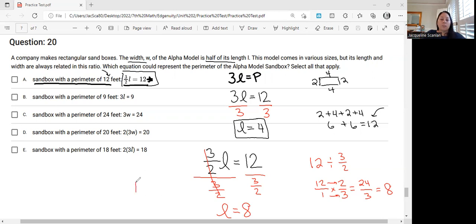Okay, now if I draw a picture, let's see if this makes sense. If my length is 8, my width is half of it, my width would be 4. And I would have to do 8 plus 8 plus 4 plus 4. And I'm going to tell you right now, that doesn't give you 12. 8 plus 8 is 16, 4 plus 4 is 8, and 16 plus 8 does not equal 12. Where did I get 12? That was the original equation.